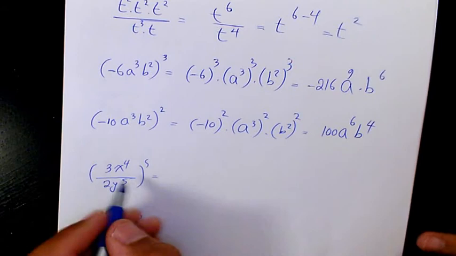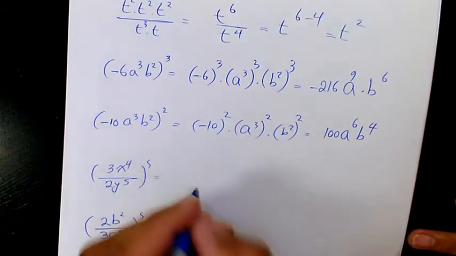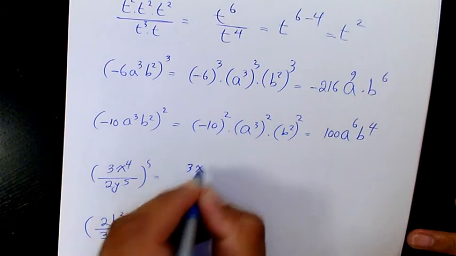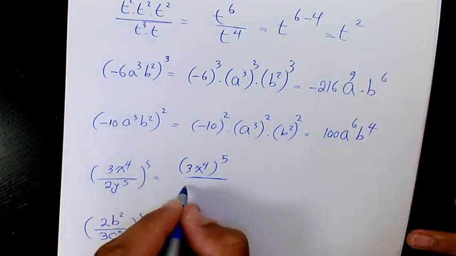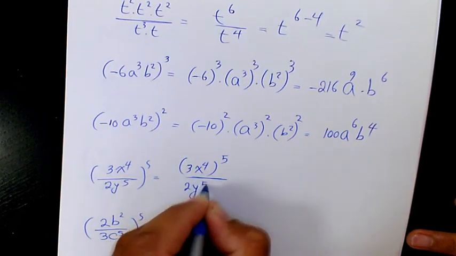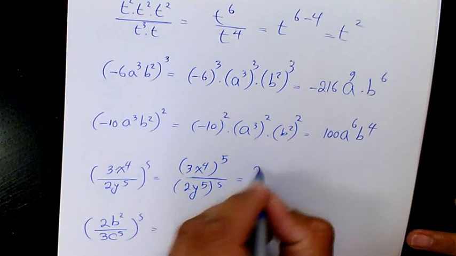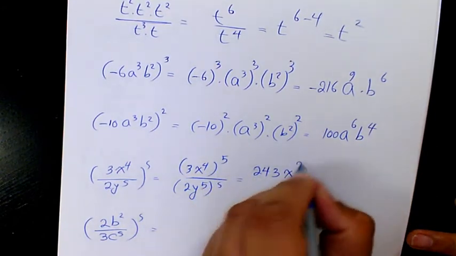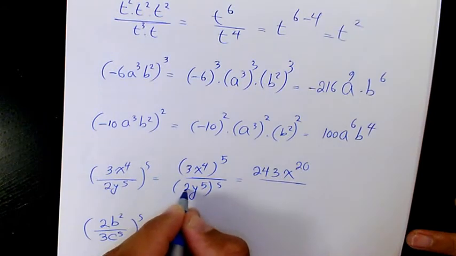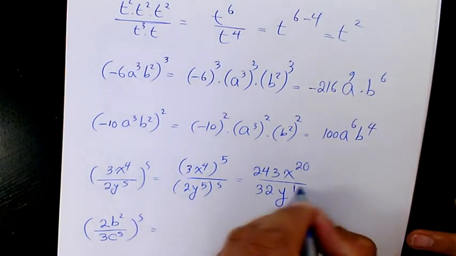Next one. 3x to the power of 4 divided by 2y to the power of 5 to the power of 5. 3x to the power of 4 to the power of 5 divided by 2y to the power of 5 to the power of 5. 3 to the power of 5 is 243. X to the power of 4 times 5, 20. Here, 2 to the power of 5 is going to be 32. Y to the power of 5 times 5, 25.